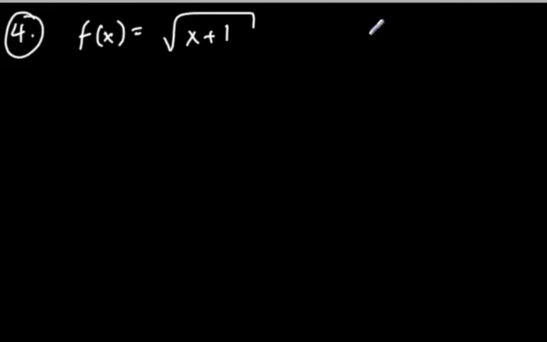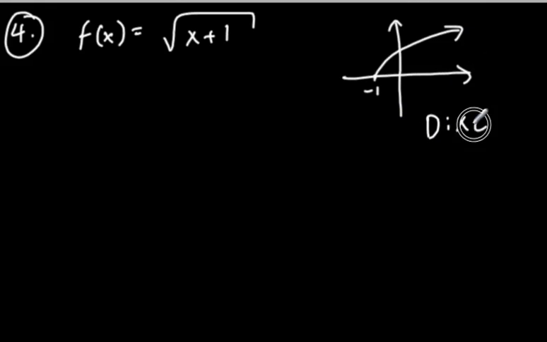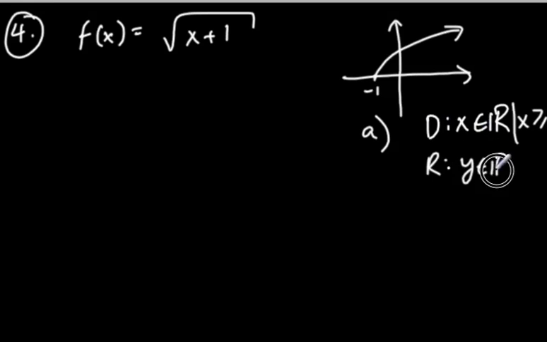So let's see what this looks like. As we know from having graphed square root functions and quadratic functions, this means to the left 1, so this is -1, and it goes like that. So right away we have the domain and range. The domain is x is an element of reals, and so this is part A. And then the domain is x is an element of reals given that x is greater than or equal to -1. And for the range, y is an element of reals. So basically the y starts from 0 and goes upwards, so y is greater than or equal to 0. So that's your domain and range.